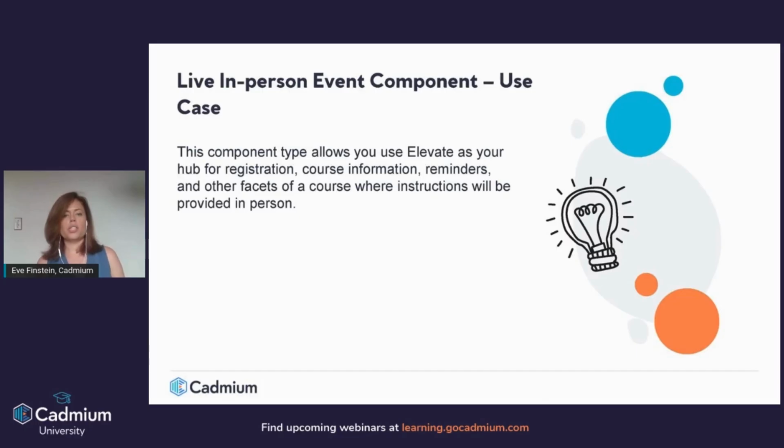I want the users to get their course materials through Elevate. I want them to register to attend through Elevate. I want to be able to issue their credits through Elevate. How do we do that? And we were trying to finagle a few component types to make it work and get them their reminder emails. So finally, we just went ahead and created this component type.